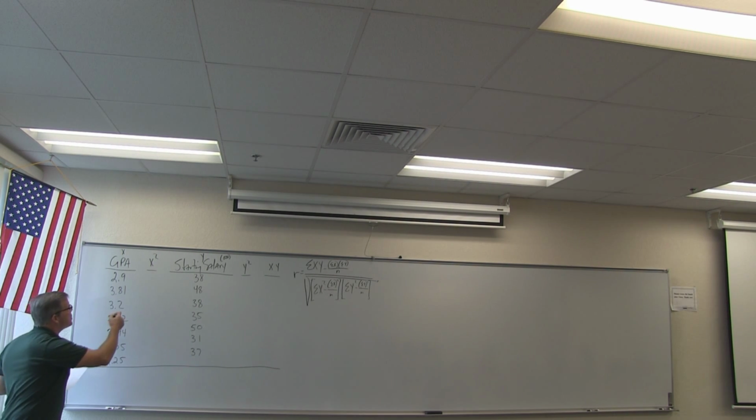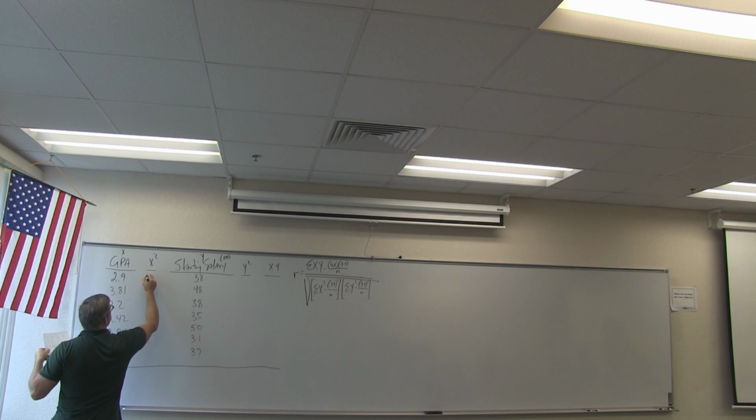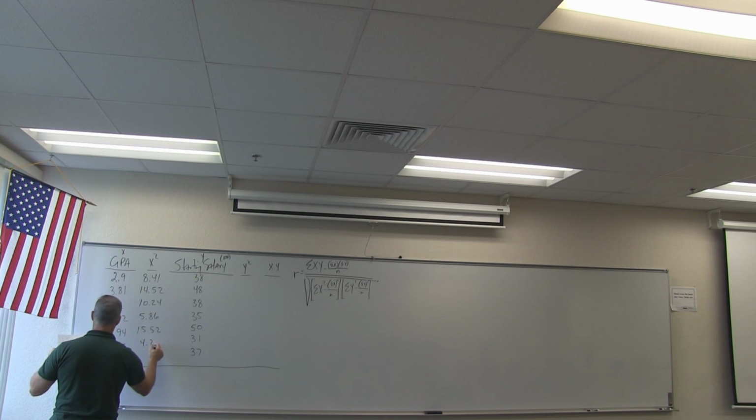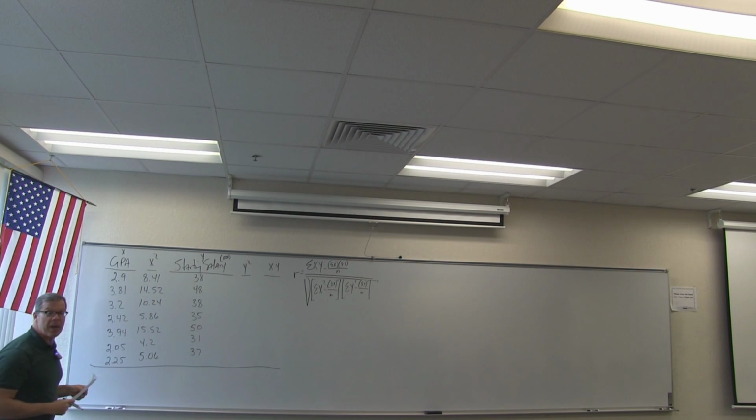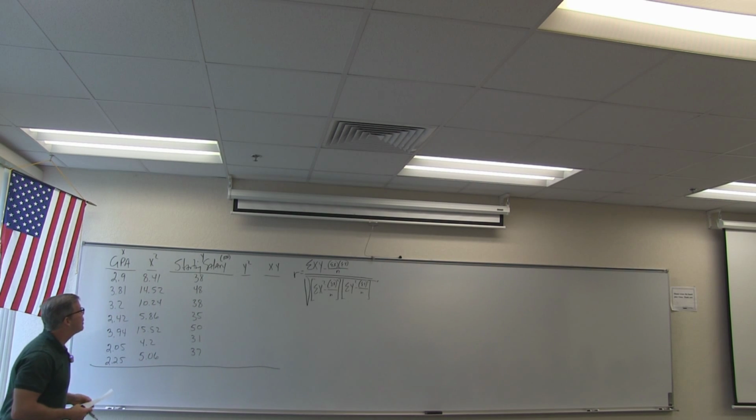We have to square each x and y data point and create the product. We're getting the data set ready to compute Pearson R. 2.9 squared, 8.41. 3.81 squared, 14.52. 10.24. 5.86. 15.52. 4.2. 5.06. We square each y data point, and by the way, these figures are times 1,000, right? So this is 38,000, 48,000, and so on and so forth.